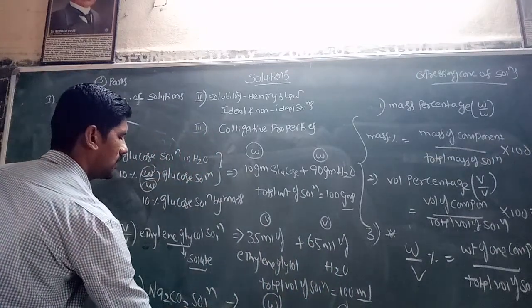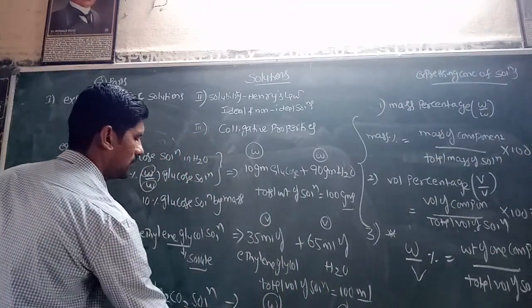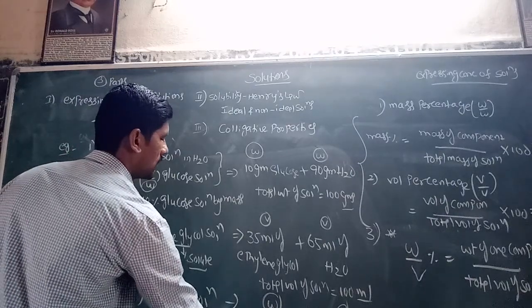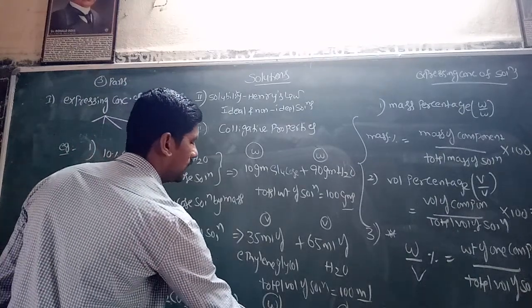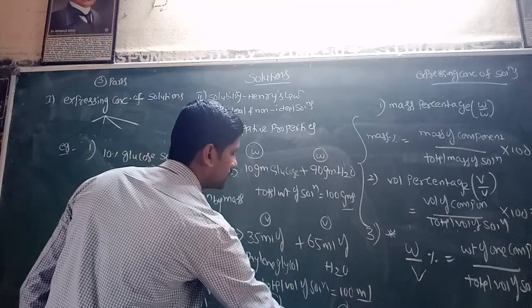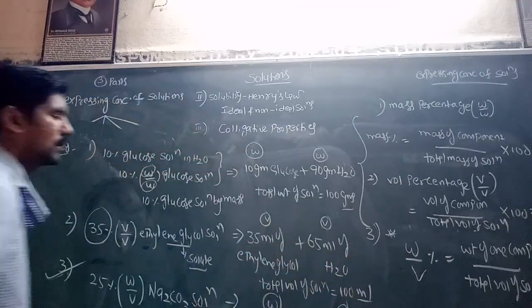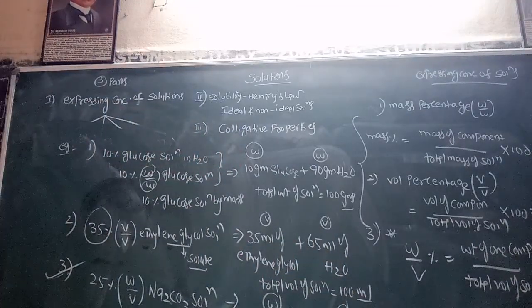25% means that 25 grams of sodium carbonate, weight meaning grams, is dissolved in 100 mL of water, not 75 mL of water, because here it is weight by volume. So 25 grams of sodium carbonate is dissolved in 100 mL of water. The total volume of solution is 100 mL.